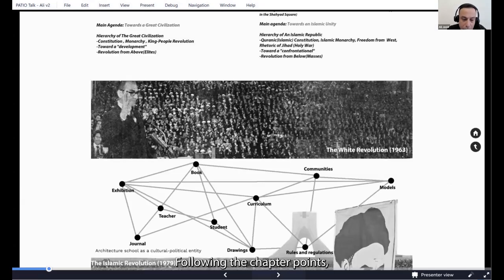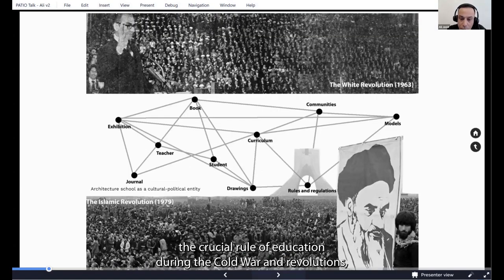Following, the chapter points to the crucial role of education during the Cold War and revolutions. It defines the architecture school as a cultural political entity involving a dynamic network of human and non-human actors, such as teachers, models, students, curriculum, drawings, journals, exhibitions, and communities, whose architectural production is influenced by socio-political ideologies.